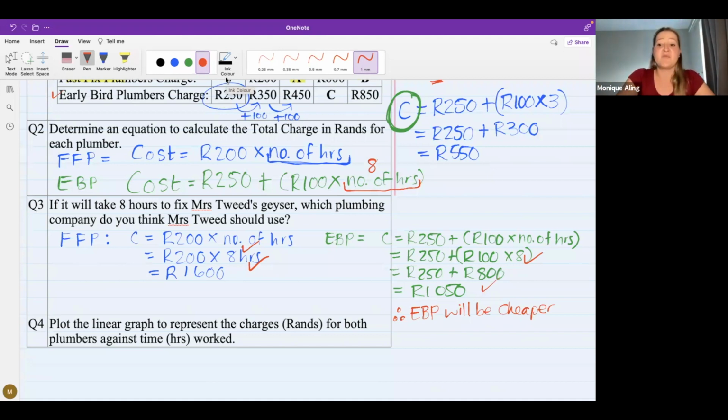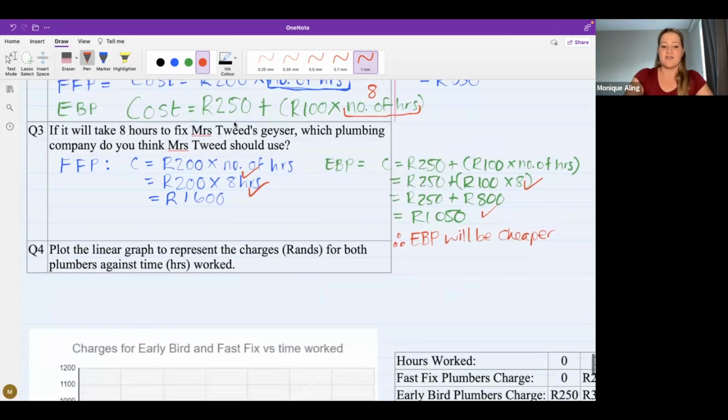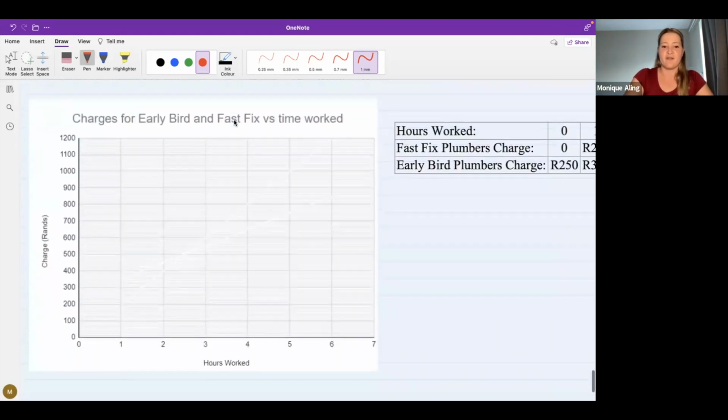Looking at graphs, because remember, when it comes to patterns and relationships, the 3 common things that always come up are formulas, tables, we've looked at both of them, and then a graph. Sometimes you get given the graph and you have to answer questions or make your own formula, or you do it in this order, table, formula, and have to draw your own graph.